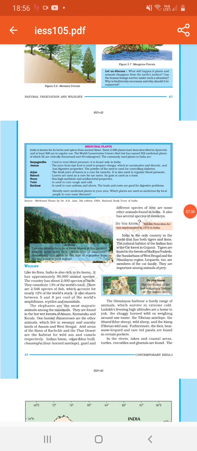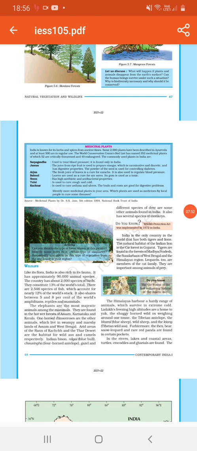First, 14 biosphere reserves have been set up in the country to protect flora and fauna. Four of these are the Sundarbans in West Bengal, Nanda Devi in Uttarakhand, the Gulf of Mannar in Tamil Nadu, and the Nilgiris in Kerala, Karnataka, and Tamil Nadu.